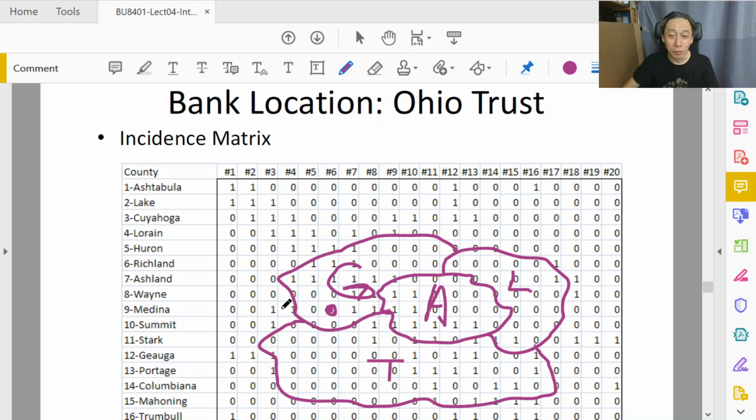So how can we find strategic counties such that they serve the most nearby counties, as many as possible, thereby reducing our cost of setting up the branches? Yeah, so that's the whole point.